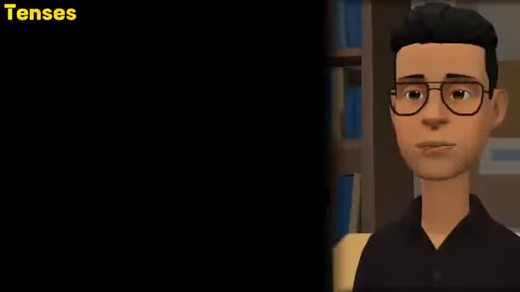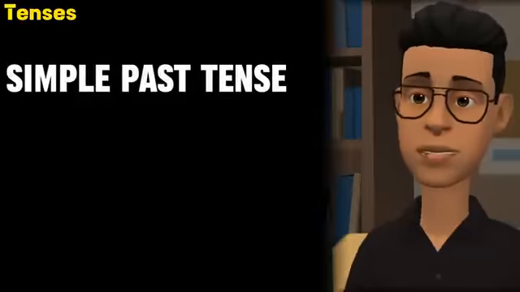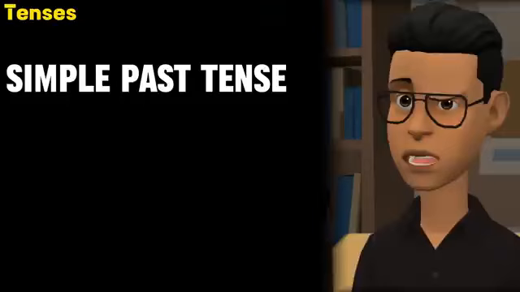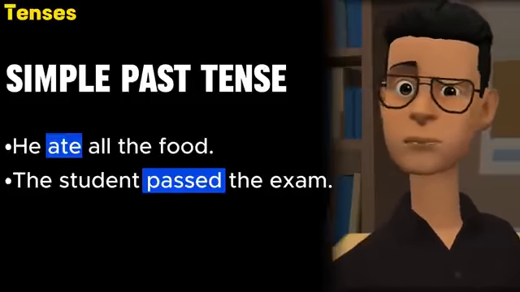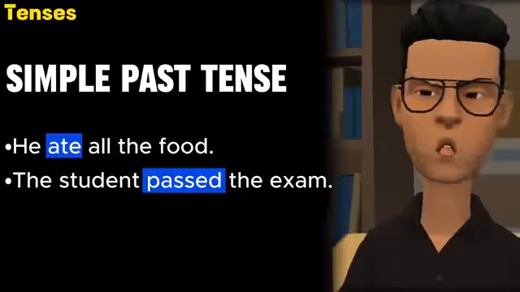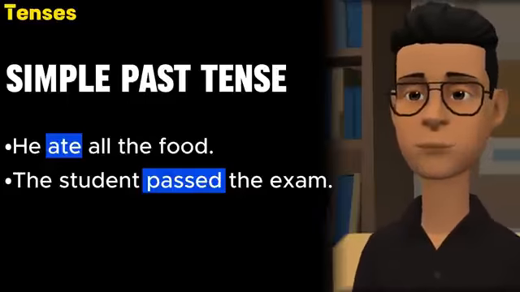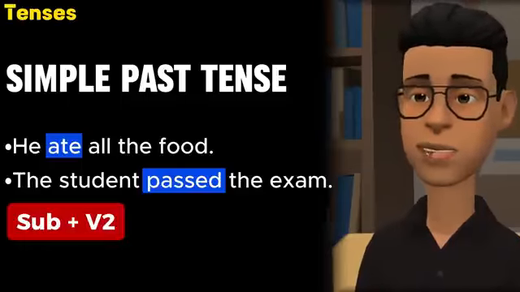First, let's see past tense. Simple past tense. If an action took place, it is simple past tense. Some examples are, he ate all the food. The student passed the exam. You see that there's always the second form of verb after the subject. Thus, in simple past tense, there is just the second form of verb after the subject.